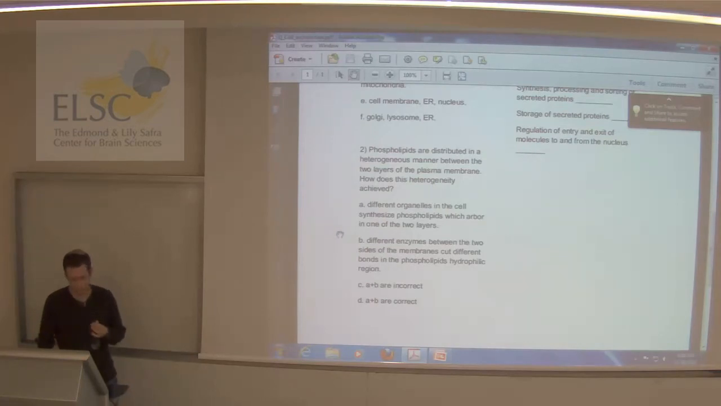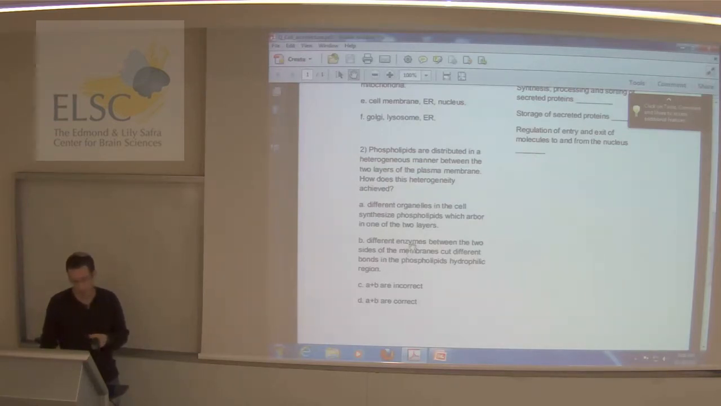So the question is whether these two explanations can be the reason for the heterogeneity in phospholipid distribution. The first one: different organelles in the cell synthesize phospholipids which harbor, sorry, there should be an H here, which harbor in one of the two layers. So what do you think? Yeah, that's a reason we've mentioned.